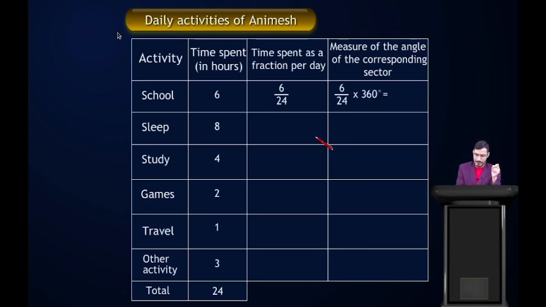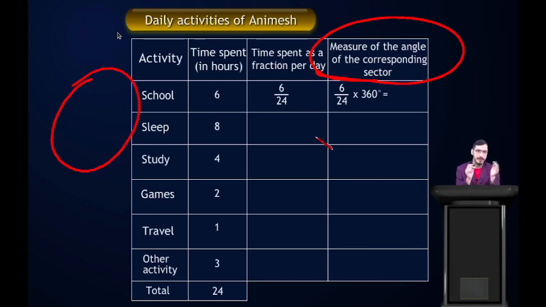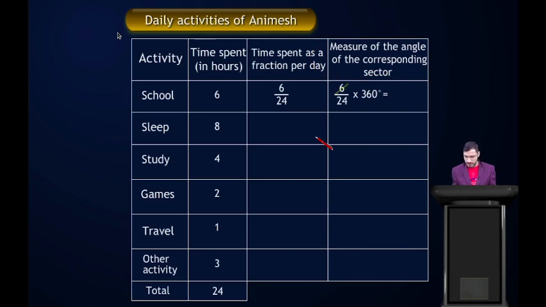And then the measure of the angle of the corresponding sector. Remember always, students, the measurement of a complete circle is 360 degrees. So we multiply 360 degrees by the time spent as a fraction per day, that means 6 by 24 into 360. Now when we solve, 6 fours are 24, and 90 into 360. So we get 90 degrees.